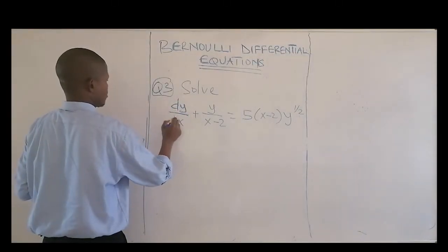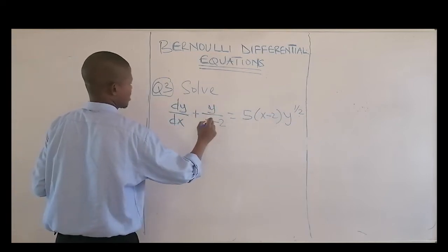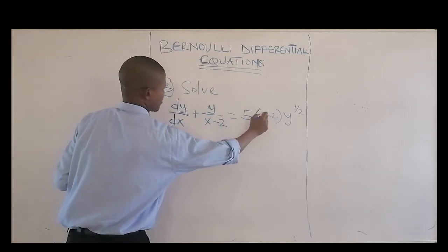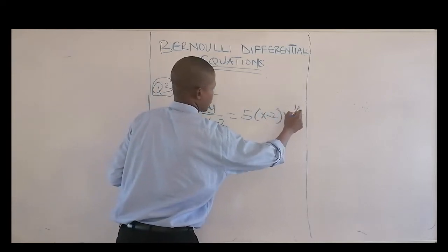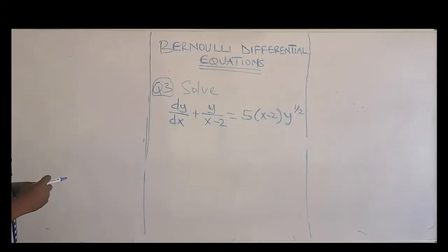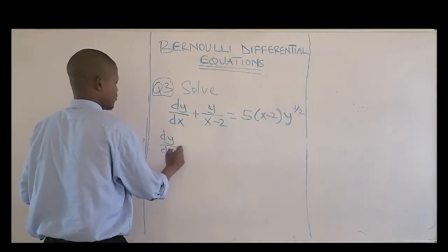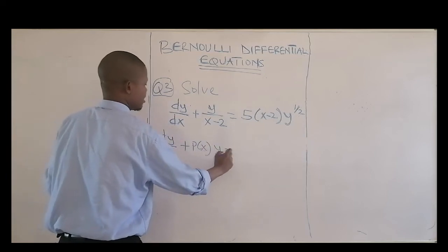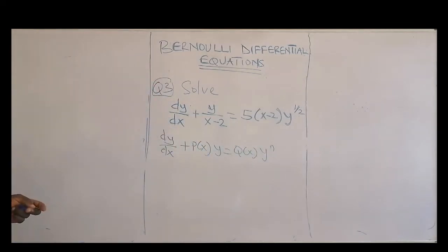dy/dx plus y over x minus 2 equal to 5 into bracket x minus 2, then times y to the power half. So in this case, this is purely a Bernoulli equation. If you correspond your question to the general form, which is Q(x) y^n, your n in this case is half.